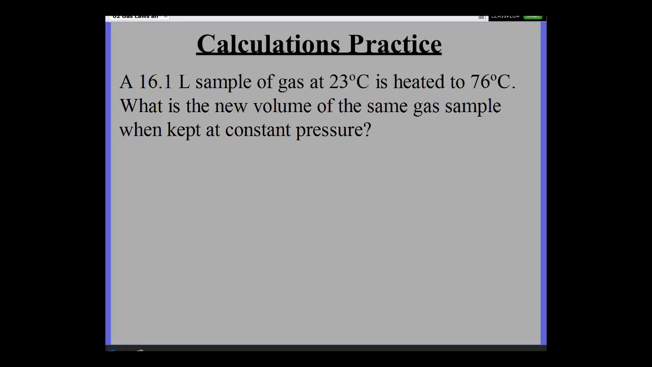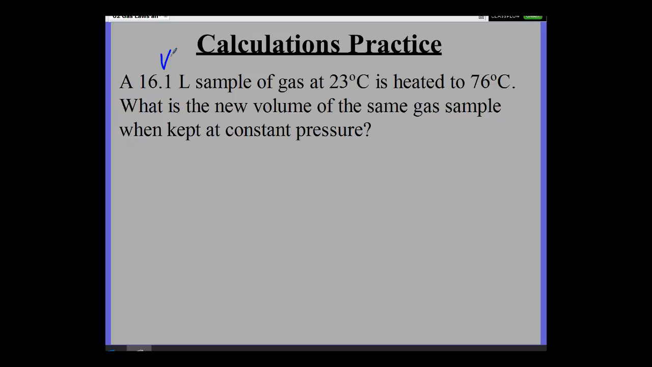Okay, so number one, the first one at the top of your paper. When you read a question, every variable, every number with a unit after it, you have to decide: is it a pressure, a volume, a temperature, or moles? So it says a 16.1 liter sample. So liters tells us that this is a volume. So that's a volume of gas at 23 degrees Celsius.